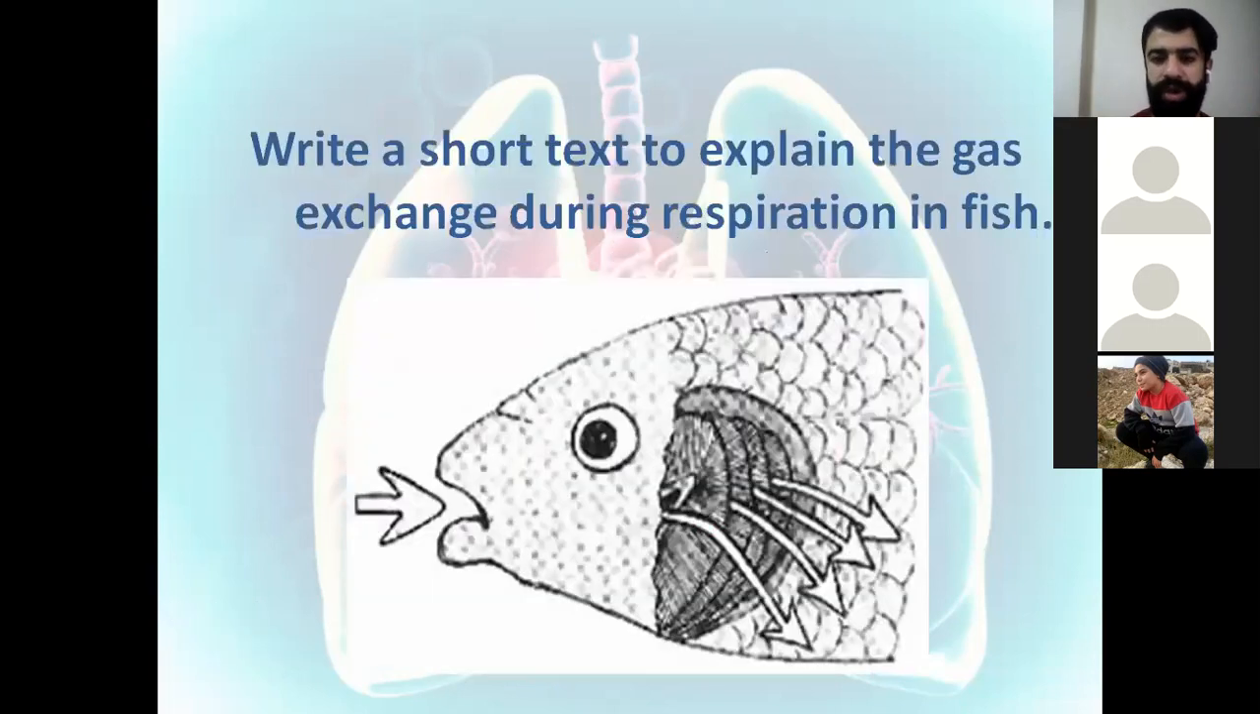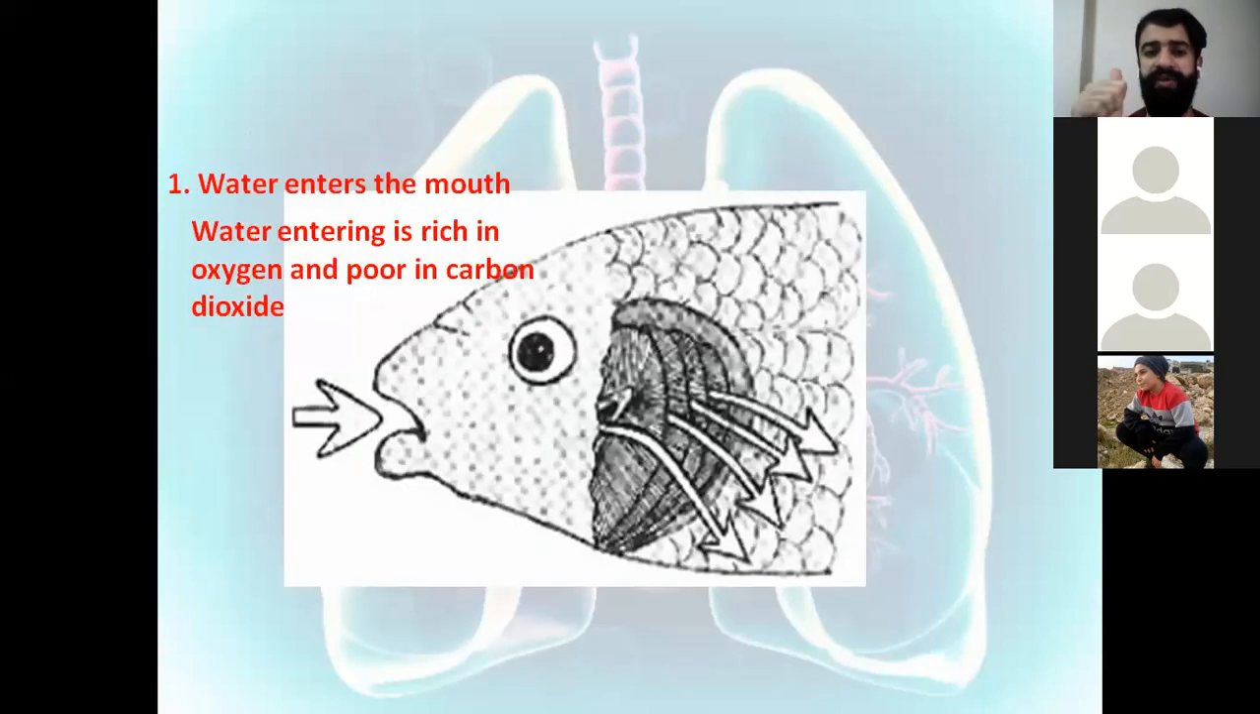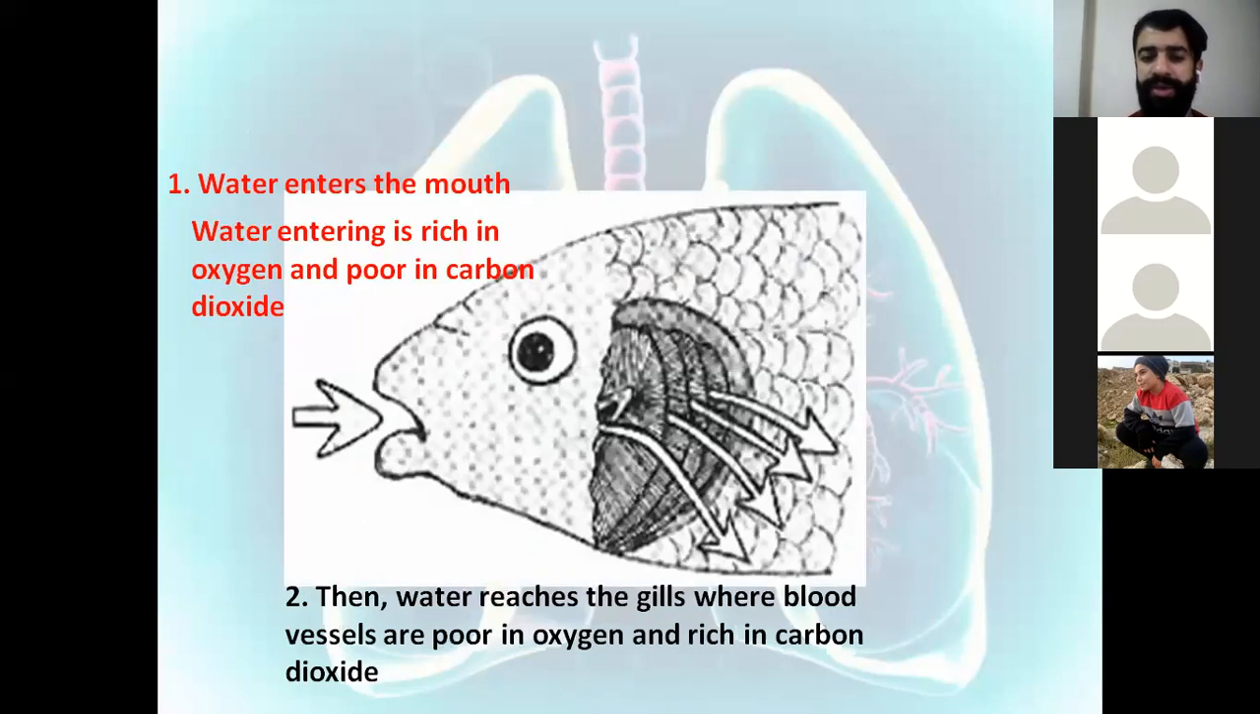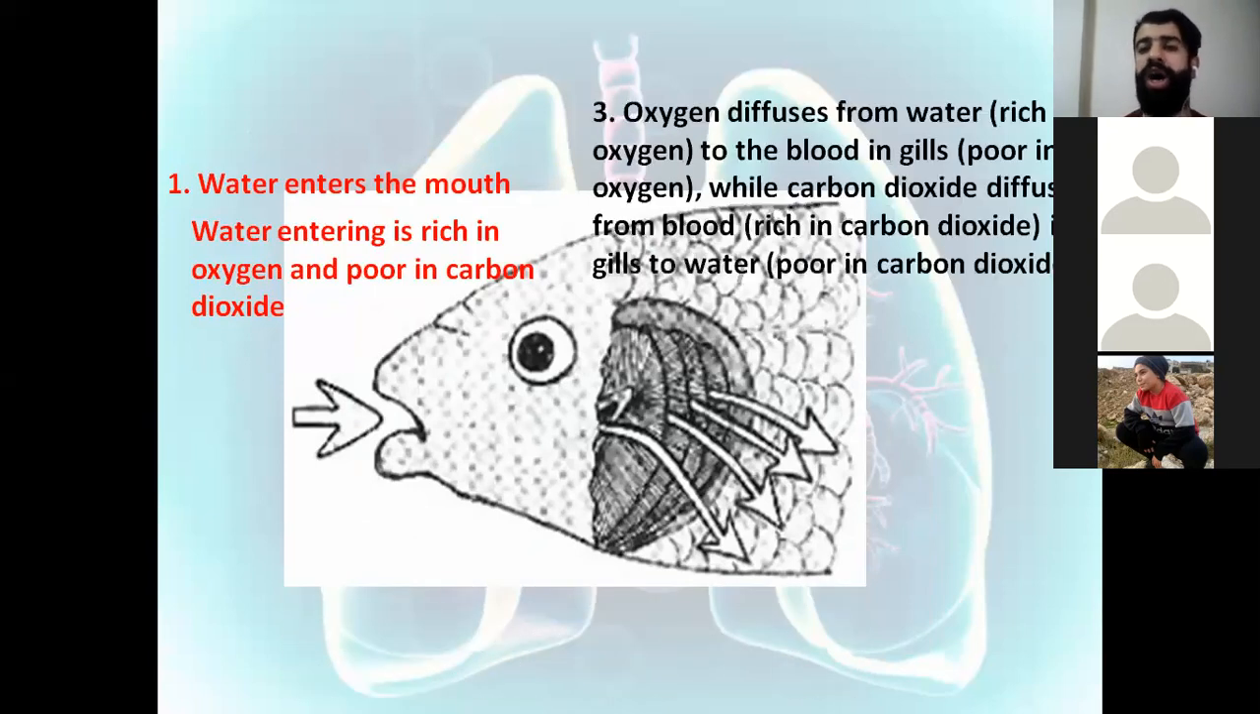So here, what I want from you is to substitute this slide with this text to explain the gas exchange during respiration in fish. You have to study this. First, water enters the mouth, water rich in oxygen and poor in carbon dioxide. Then the water reaches the gills, where blood vessels are poor in oxygen and rich in carbon dioxide. Three, oxygen diffuses from water, which is rich in oxygen, to a medium that is poor in oxygen, which is the blood inside the gills, while carbon dioxide will diffuse in the opposite direction, from the blood in the gills that's rich in carbon dioxide to the water that's poor in carbon dioxide.